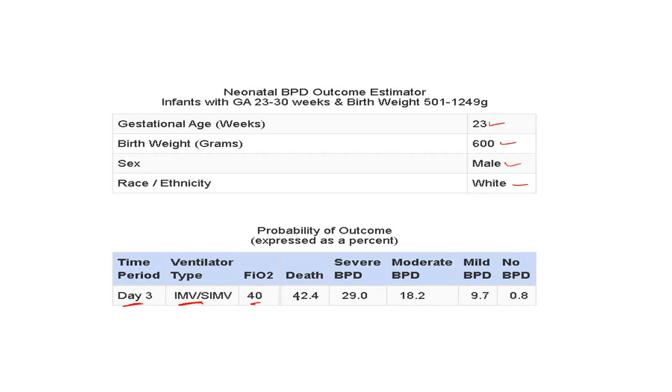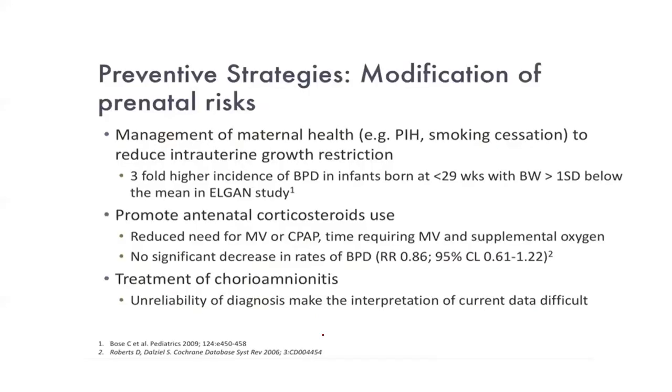Based on those numbers, the mortality rate is around 42%. My baby might develop severe bronchopulmonary dysplasia around 29%, moderate around 19% or 18%, mild around 9%. No, it's very low. So, is that very accurate? They said this is the most accurate that we have right now. It's not 100%, but that's the best prediction we have, of bronchopulmonary dysplasia or chronic lung disease of prematurity. When we say bronchopulmonary dysplasia, that means chronic lung disease of prematurity. Okay?